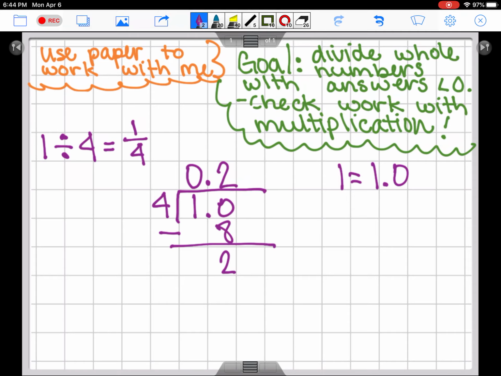All right, just like before, we know that 1 is equal to 1 0/10. Well, it's also equal to 1 0/100. So we can just add another 0 there, and we need to drop it down. Drop it like it's hot, you guys know. And now we can say, how many times does 4 fit into 20?